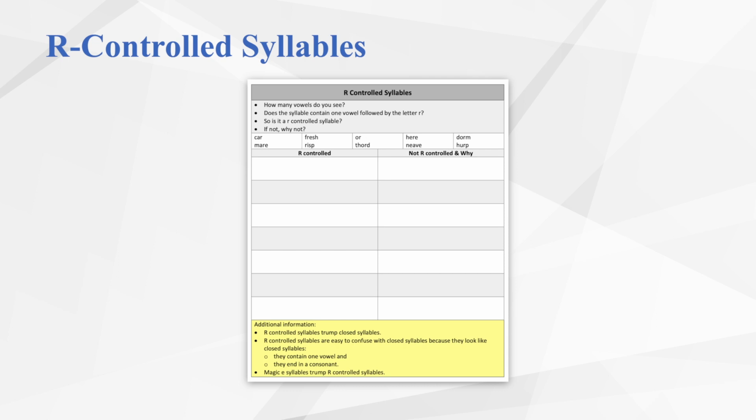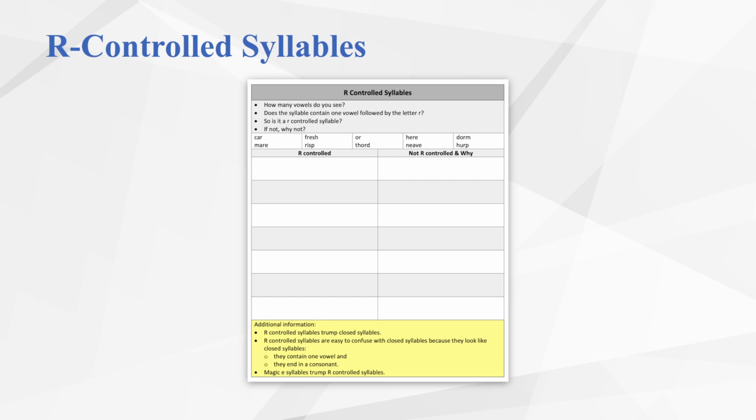A few notes at the bottom of the page that we'd like to draw your attention to. R-controlled syllables trump closed syllables. So think back to what we know about closed syllables. We know what is similar is that they both contain one vowel. We also know they both must end in a consonant. So whereas many R-controlled syllables have those characteristics as well, R-controlled syllables are stronger because of that liquid R changing the vowel sound. So while it may look closed, it is not closed if the letter R immediately follows the vowel.